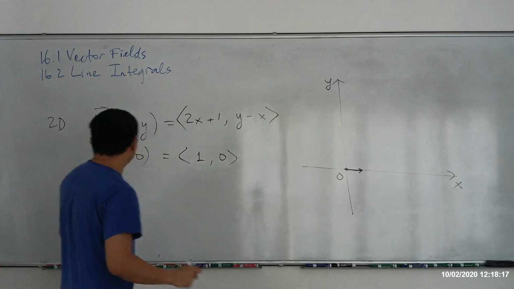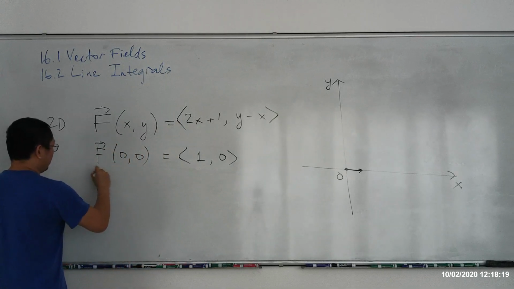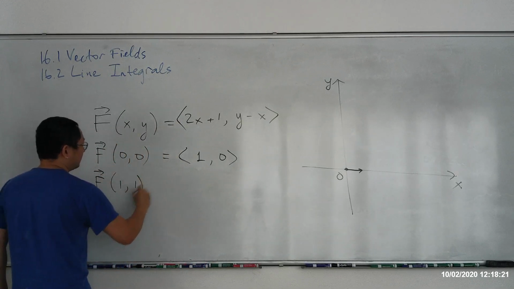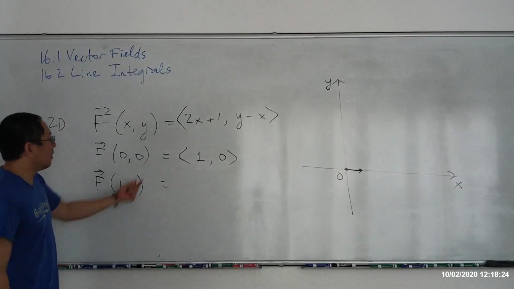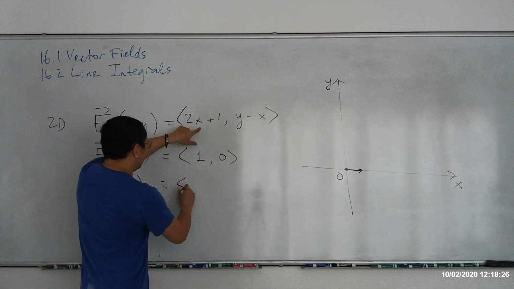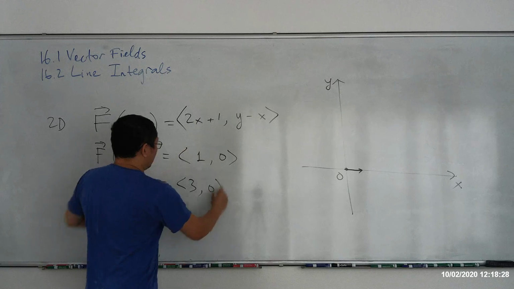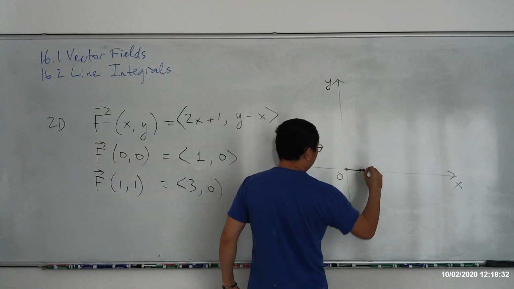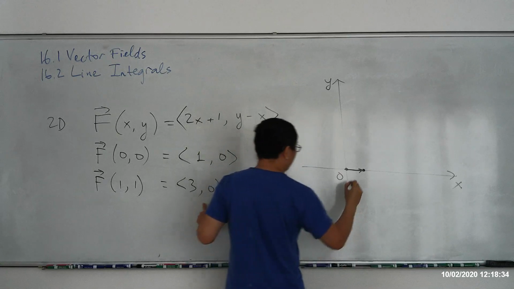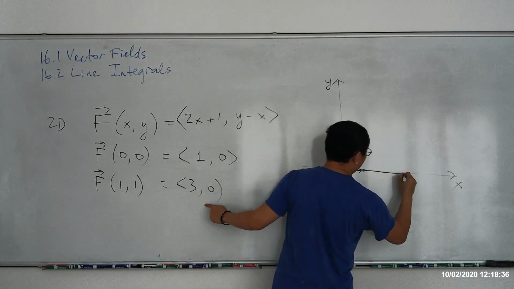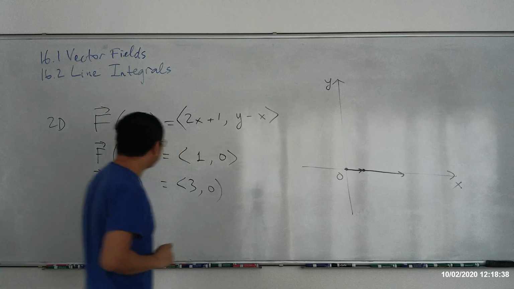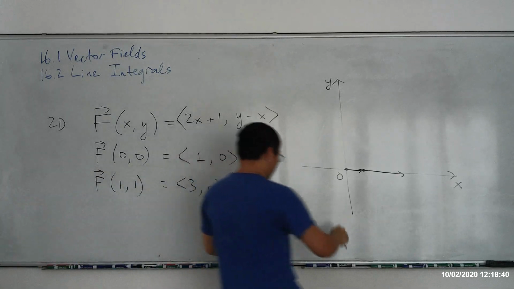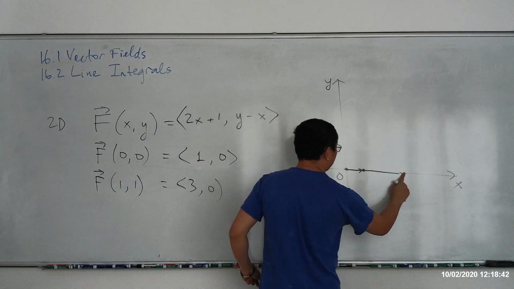Okay? Try another one. Say f of 1, 1. I plug in x equal to 1, y equal to 1 in here. X is 1. I got 3, 0. I got another vector. At the point 1, 1 I got a vector 3 for x and 0 for y. Oh, I put it wrong. I'm sorry. It's not right here.